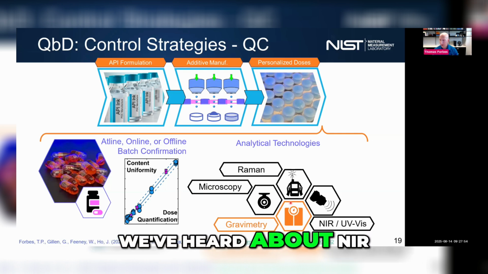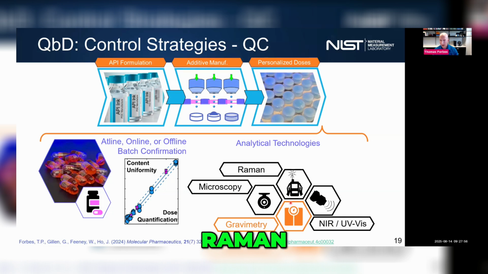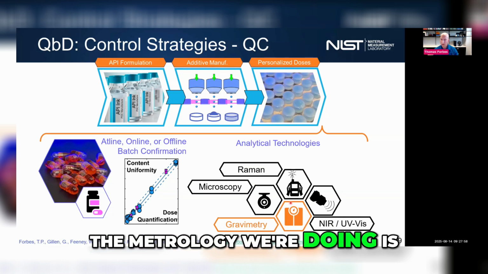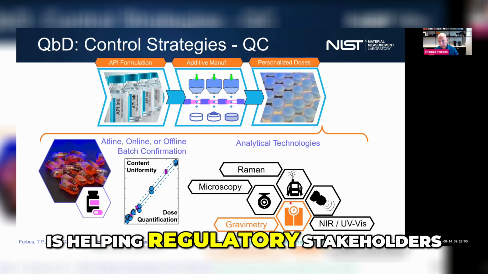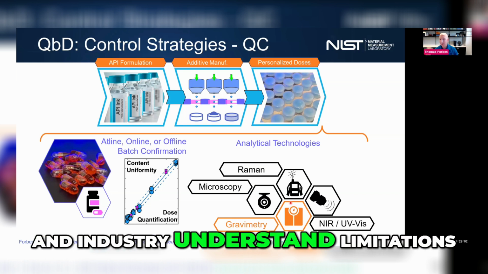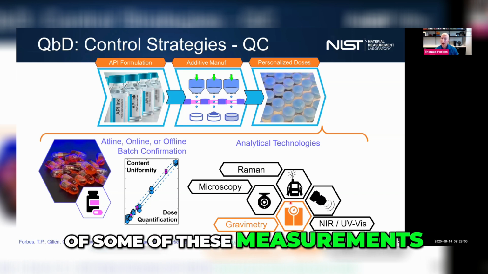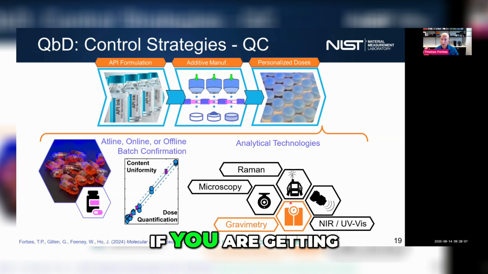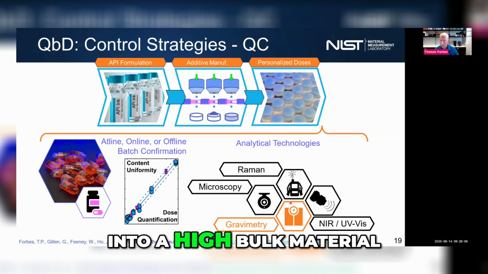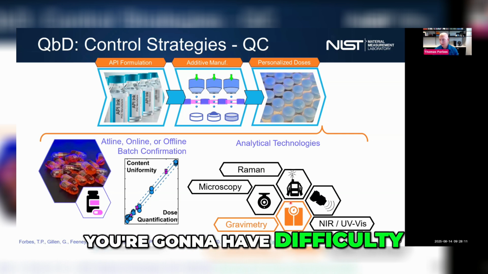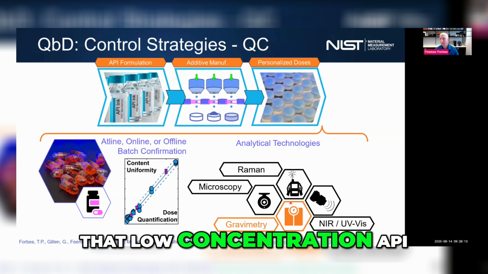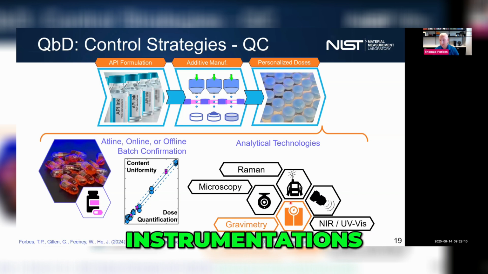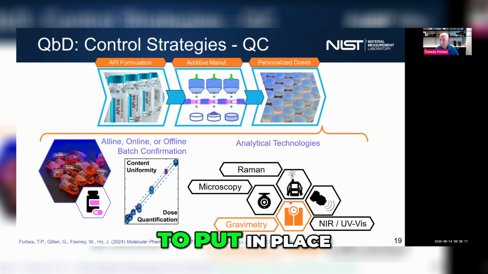Spectroscopic techniques, we've heard about near IR, UV-vis, Raman. And a lot of the metrology we're doing is helping regulatory stakeholders and industry understand limitations of some of these measurements. For example, Raman, if you're getting into a low concentration into a high bulk material, you're going to have difficulty seeing that low concentration API. And so, what are the limitations of these instrumentations that someone might want to put in place for this area?